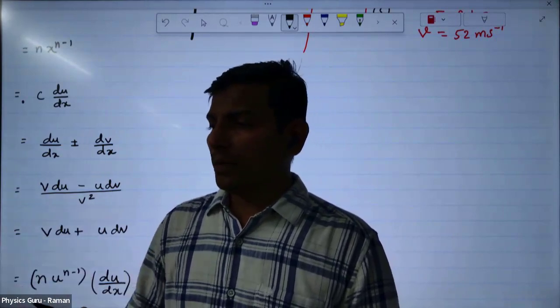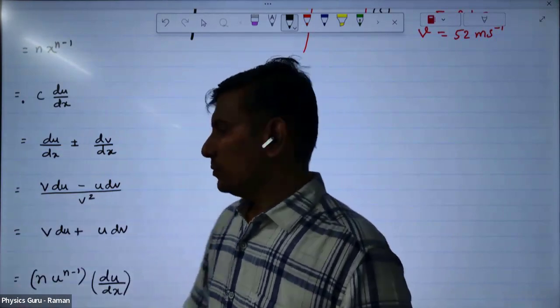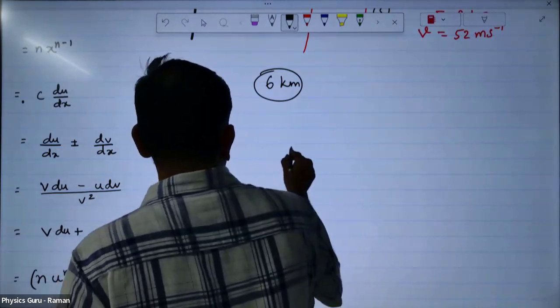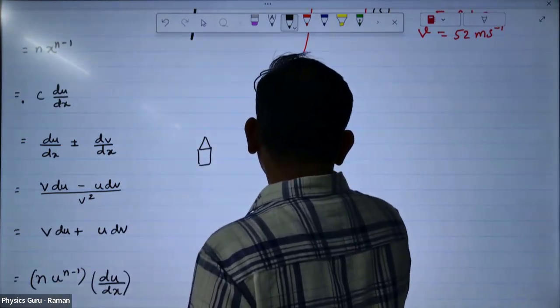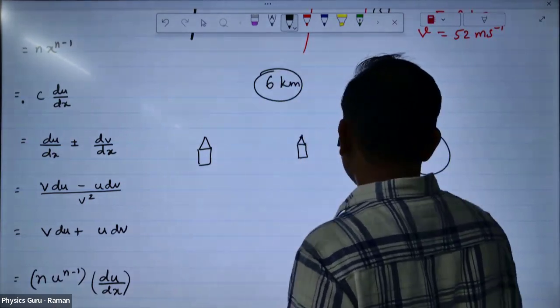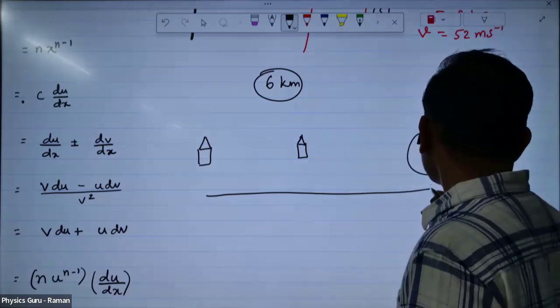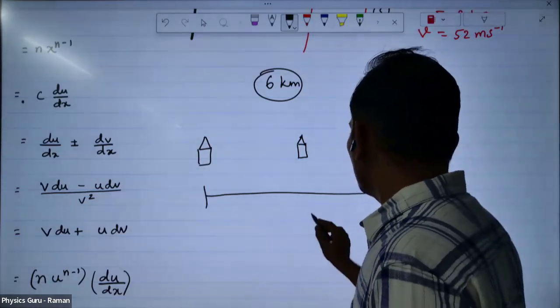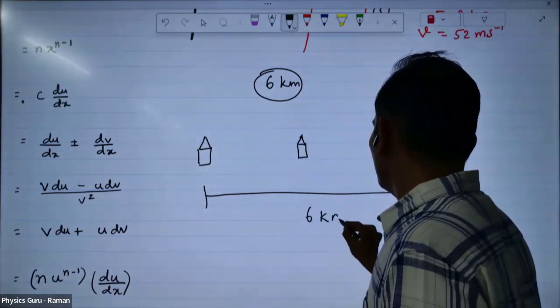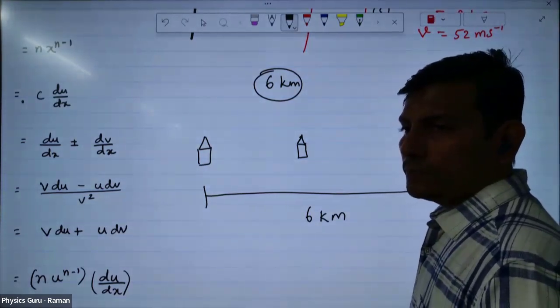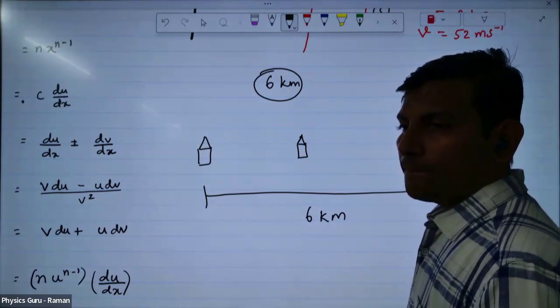You are standing at a point at your house, let's imagine. So this is that man's house. This is your house. And this is the park. What is the total distance? 6 kilometers. Okay? Got it?